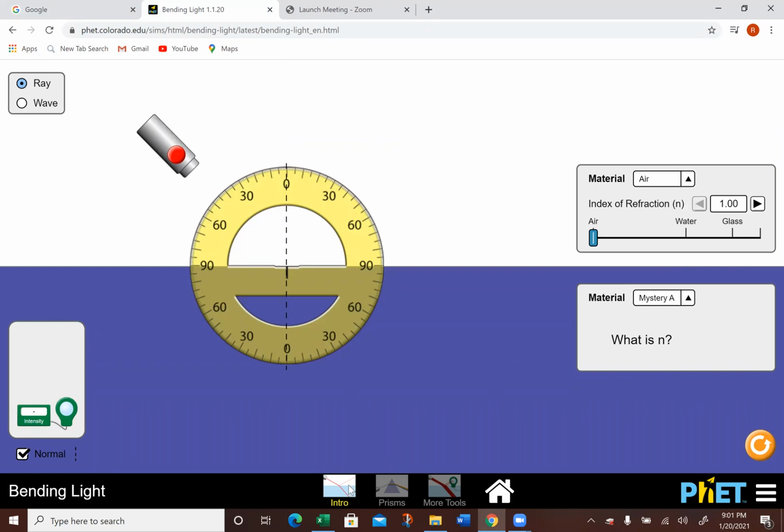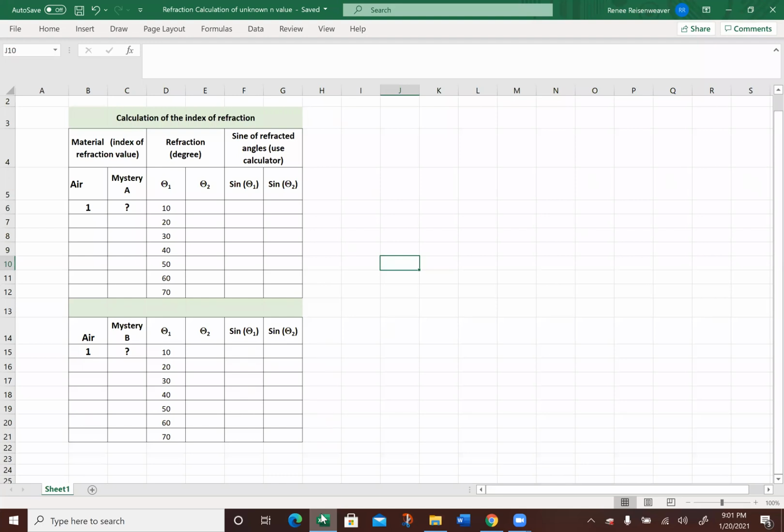Okay. The data table that we are going to use looks like this. You are asked to draw your own data table. So again, you can take a picture of this with your cell phone. I'm not going to send this to you. I want you to create your own data table where you draw it all out, columns and rows, put your titles in, but you can see it looks very similar to what we did before. So we're going to use air, mystery A. We don't know what the index of refraction is. We're going to try to calculate that. We're going to shine the light in at all of these different degrees. So 7 different degrees: 10, 20, 30, 40, 50, 60, 70. We're going to find the refracted angle. So that's all you have to do today is collect that.